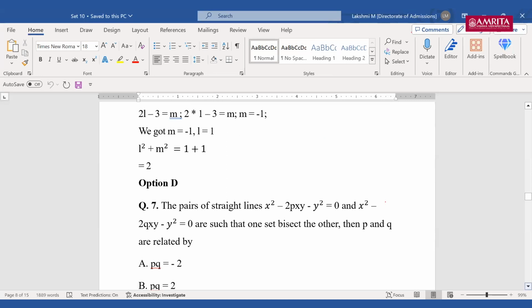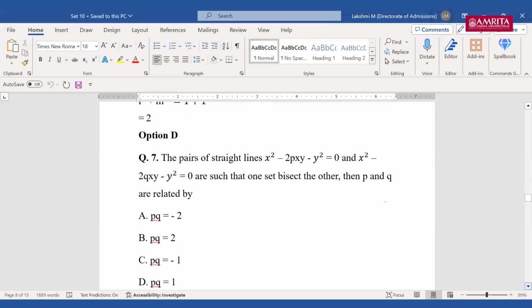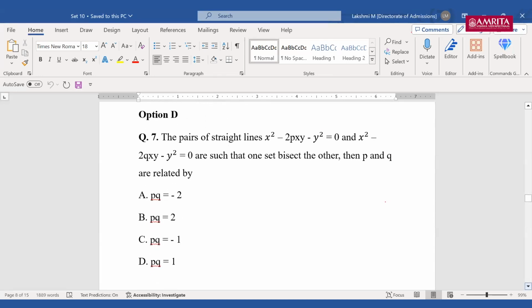This is also another question where there is nothing to do. You just need to understand the concept. The pair of straight lines: there is x square minus 2pxy minus y square equal to 0, and another one with q, that is x square minus 2qxy minus y square equal to 0. One set bisects the other. Find the relationship between p and q.